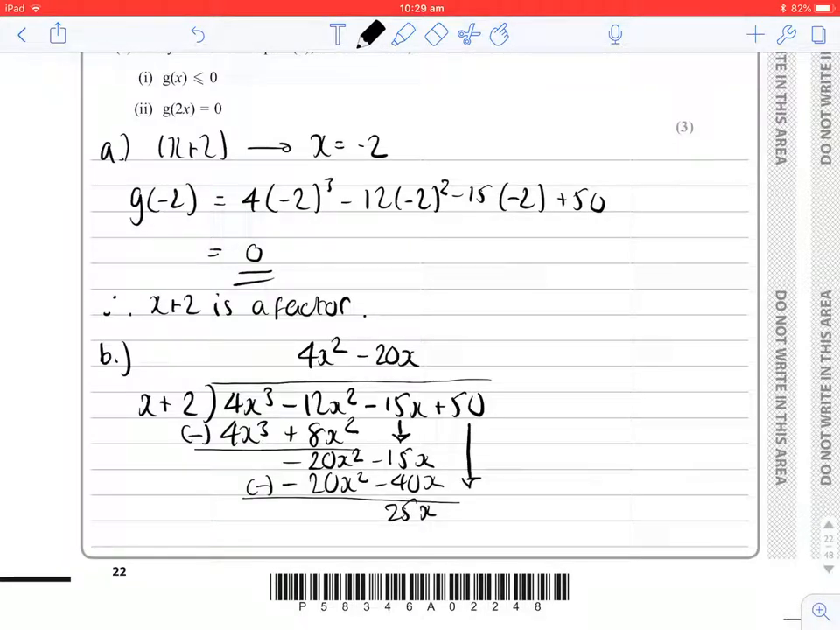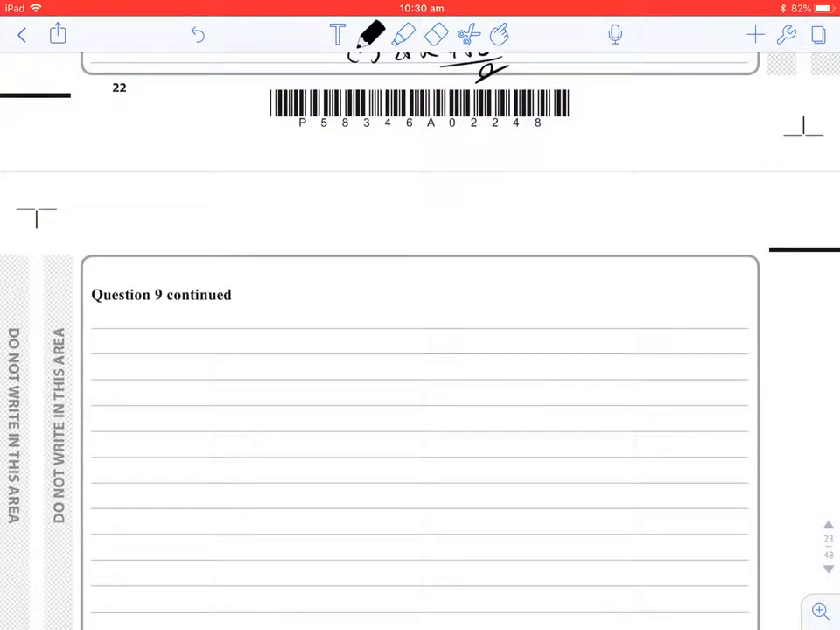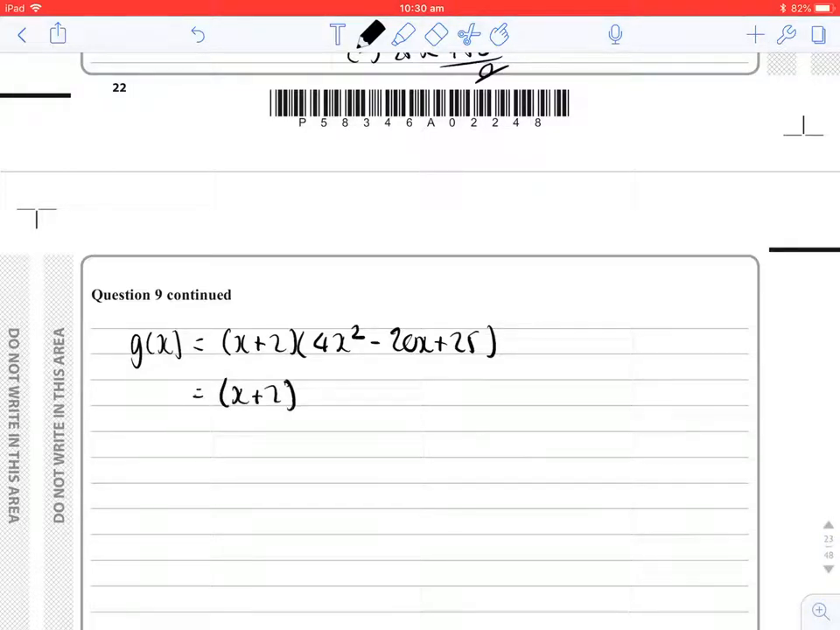And then we bring down the 50, plus 50. 25x divided by x is plus 25. 25 times x is 25x. 25 times 2 is 50. And we have a 0 remainder on the bottom there. So what that leaves us with is our g of x function is equal to x add 2 lots of 4x squared minus 20x add 25. And so x add 2, and by factorising the second part, we're going to get 2x minus 5 all squared as our solution for part B.